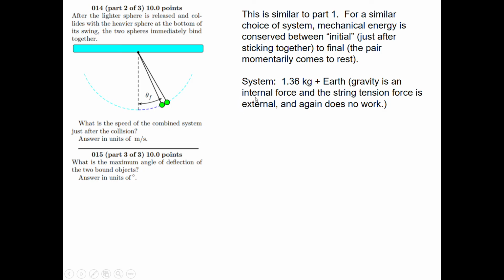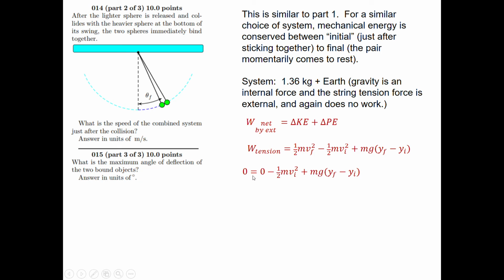So I'm going to take the system to be the combined mass object plus the Earth. We'll take gravity to be internal, but again, the tension force external, and the tension force doesn't do any work, and apply this work-energy relation that we've used so many times. The net work done by the tension going from initial to final is 0, again, because it's perpendicular to the direction it's moving at every instant in time.